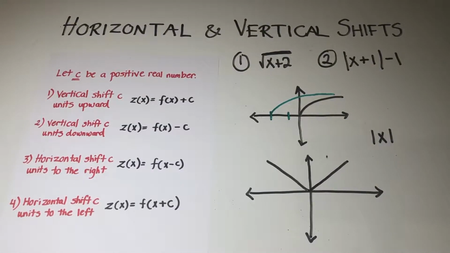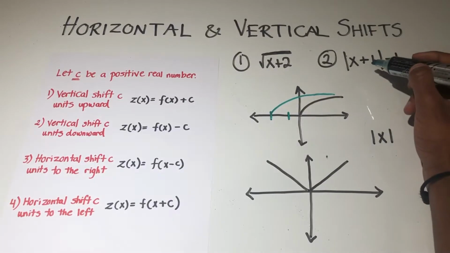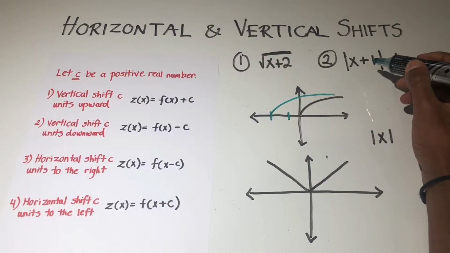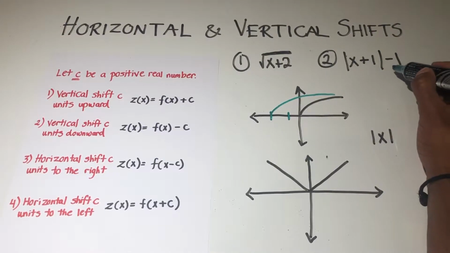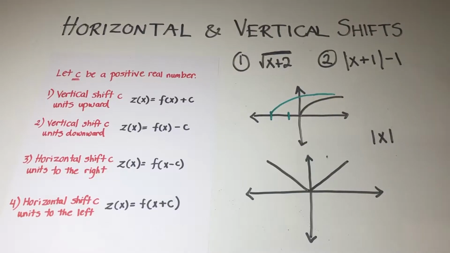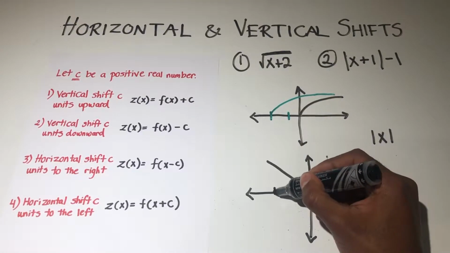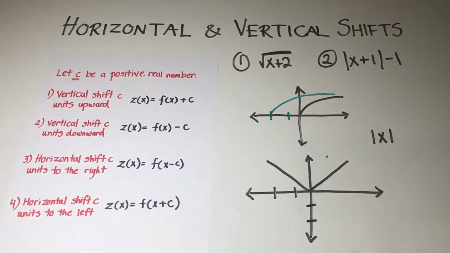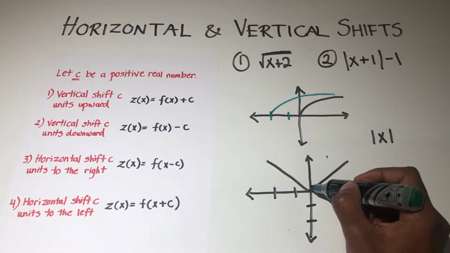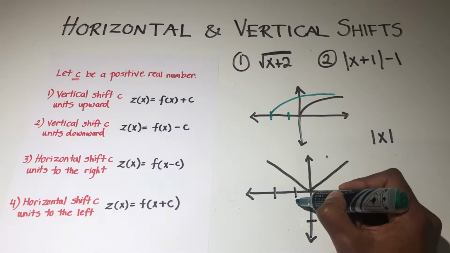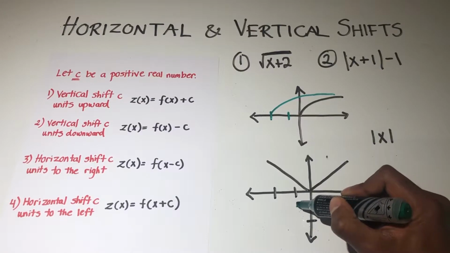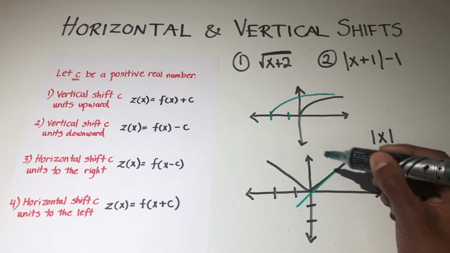But there are two transformations here. There's a shift of 1 unit to the left and another shift 1 unit down. So if we mark off some increments here, let's say 1, 2, 1, 2. Like we said, the graph moved 1 unit to the left and 1 unit down. So it would end up looking something like this.